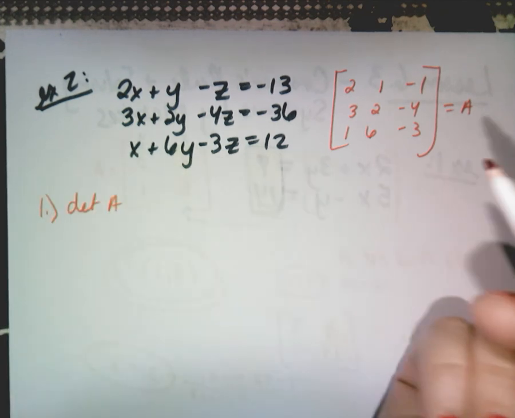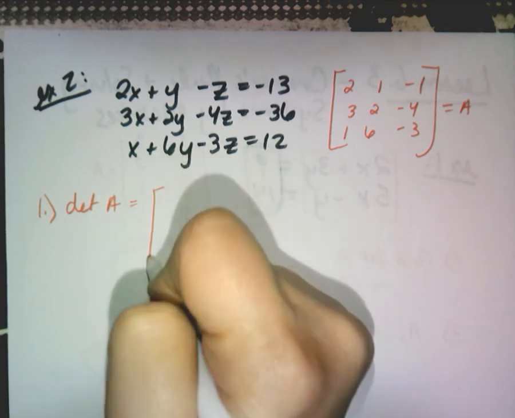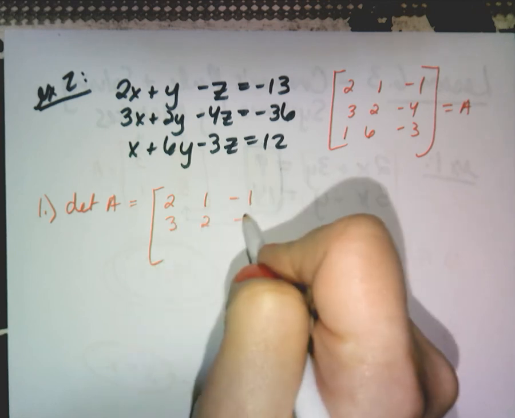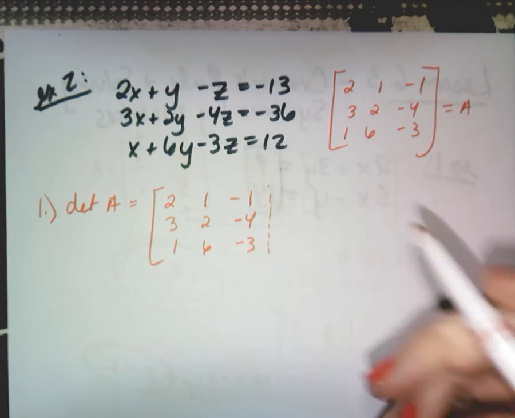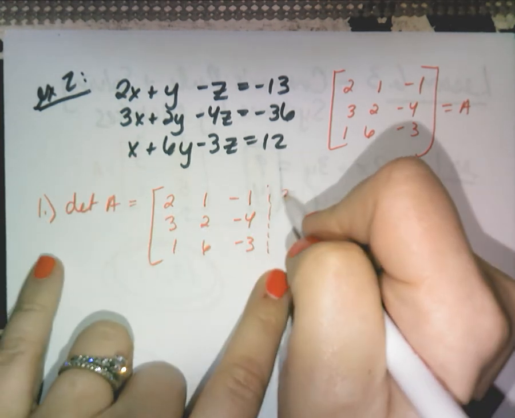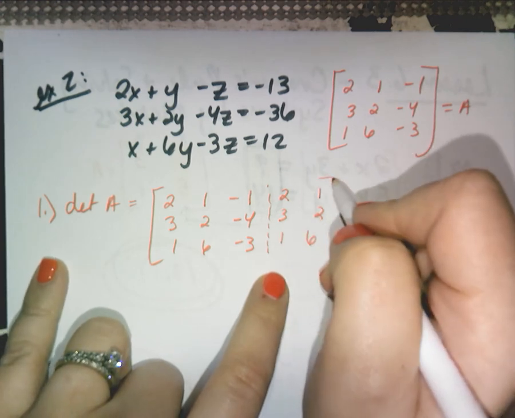and I'm going to do it Mr. Belk's way, which I've been getting used to. I'm not as fast, but I'm getting used to it. And if you don't remember what he does, he just took the first two columns and you transpose them. So you move them over: 2, 1, 3, 2, 1, 6. You only have to do this for 3 by 3 and higher.